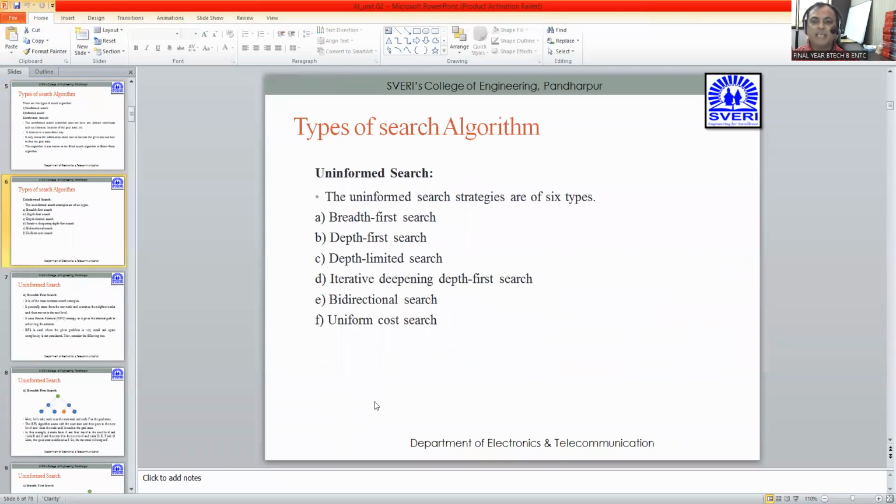Then there are 6 categories of uninformed search. The first one is breadth first search, then depth first search, depth limited search, iterative deepening depth first search, bidirectional search, and uniform cost search.